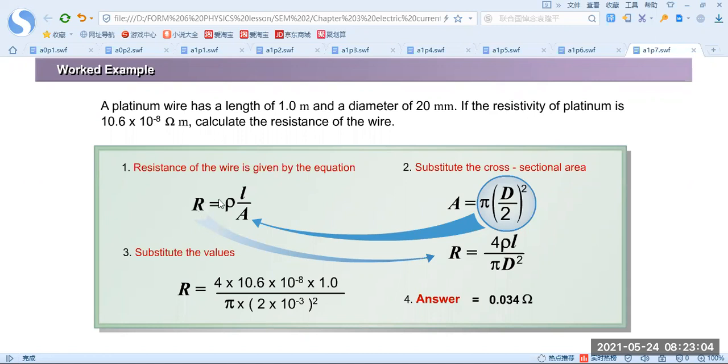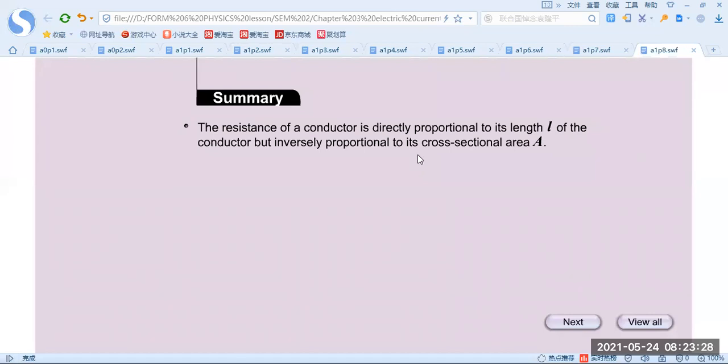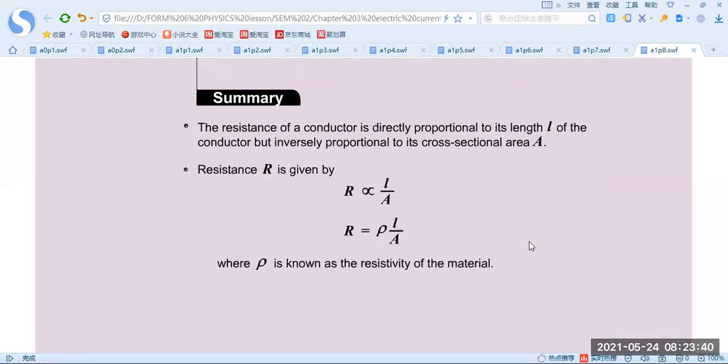Why? Because different conductors have different resistivity and conductivity. As a conclusion, we can say that the resistance of a conductor is directly proportional to the length of the conductor, but inversely proportional to its cross-sectional area A. Resistance R is directly proportional to the length of the conductor and inversely proportional to the cross-sectional area. And finally, we get R equals resistivity times L over A.